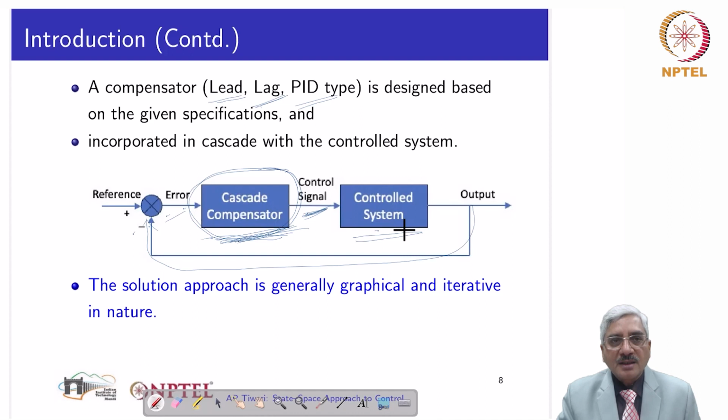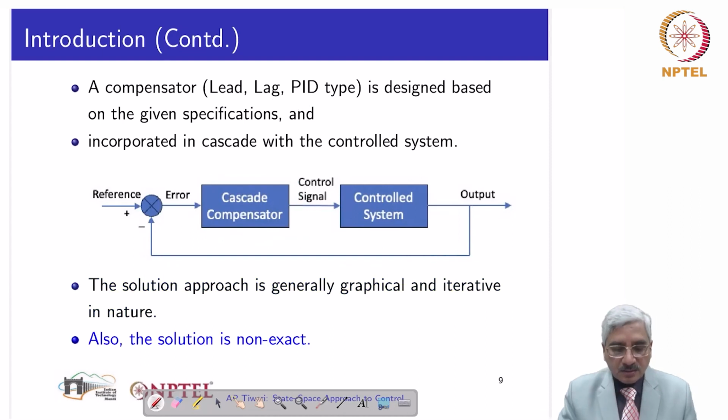Now, one thing that characterizes the conventional methods is that the solution approaches are generally graphical, over and above iterative, and mostly the solution so obtained is non-exact. So if more iterations were performed, design were done again and again, then it could go to the required design specifications. However, the solution is not in one attempt and only non-exact solutions are obtained.